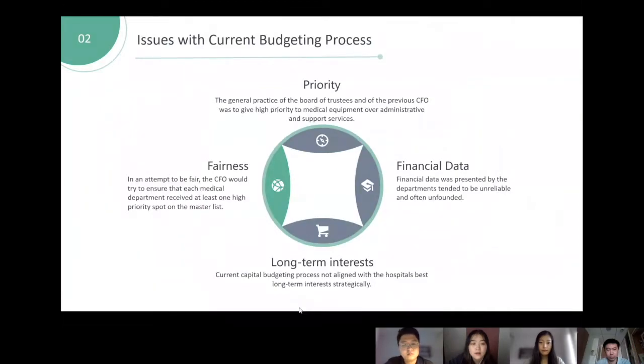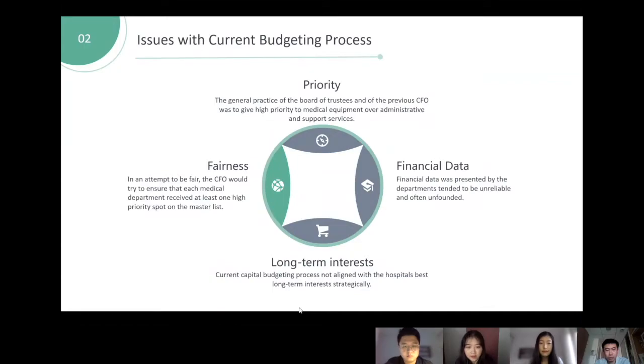So here are the aspects of the issues. According to the article and Ms. Klein's investigation, the Board of Trustees and the previous CFO obeyed an unwritten rule, which is that high priority is given to medical equipment for the medical departments over other departments like the administrative department or support services. So the requests tended to be selected very subjectively, with their own priority.